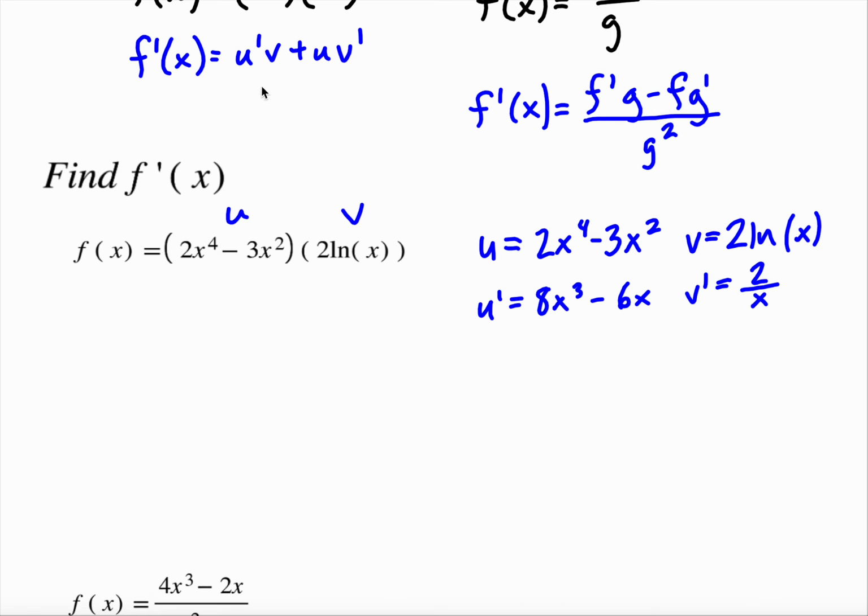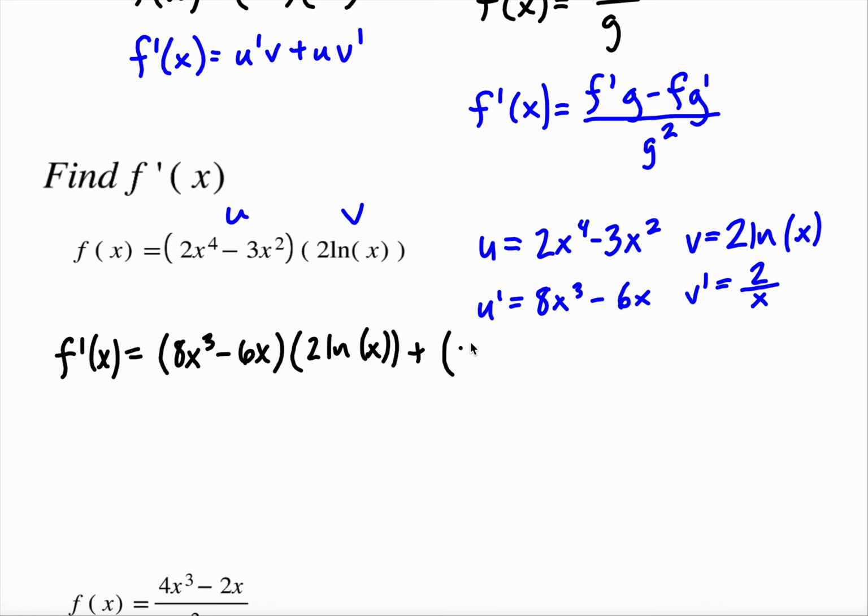Okay, so let's go ahead and calculate the derivative now. And we're first going to just write everything out. So we're going to have u prime, which is 8x cubed minus 6x. And then we have 2 natural log of x. And then we're going to add u v prime. Okay, so u v prime is going to be 2x to the 4th minus 3x squared. And that's going to be multiplied by 2 divided by x. Okay, so in the first part, there's not really anything to simplify. So we're going to leave that for a second, but I do want to simplify here.